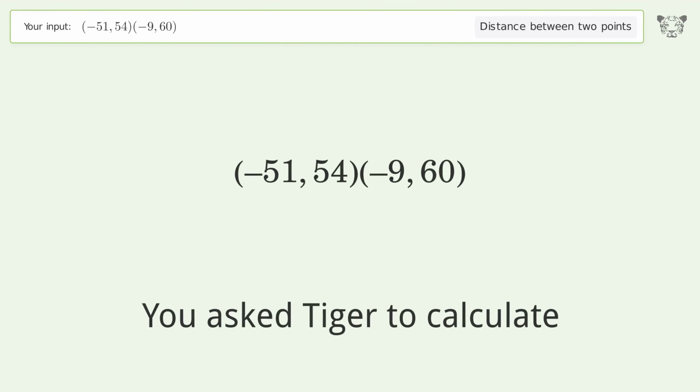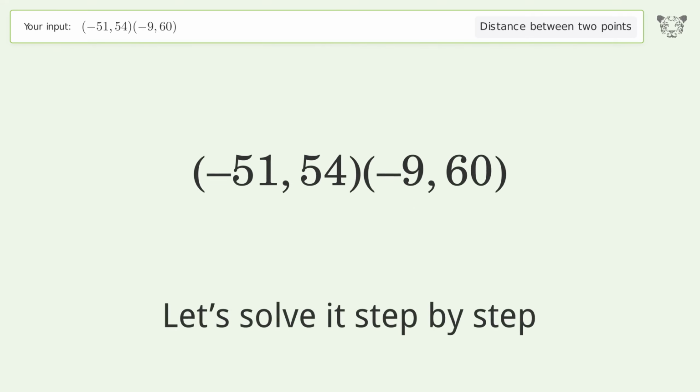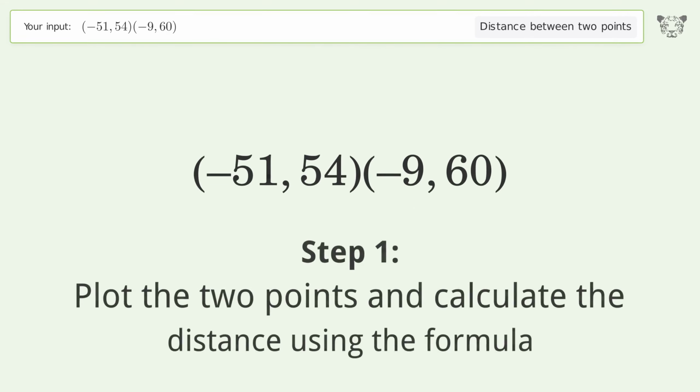You ask Tiger to calculate. This deals with the distance between 2 points. The distance between the 2 points is the square root of 1800, or 42.426. Let's solve it step by step. Plot the 2 points and calculate the distance using the formula.